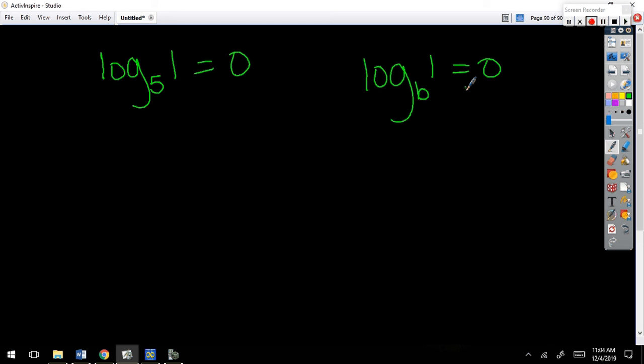Here's another one. If the base is 1, 1 to the what power gives you... You can't do anything, you don't have a log base of 1, because there's nothing, it's always going to equal 1. You see what I'm saying?